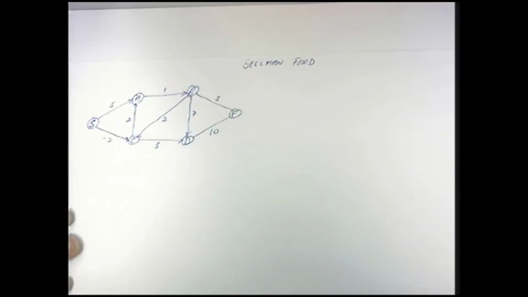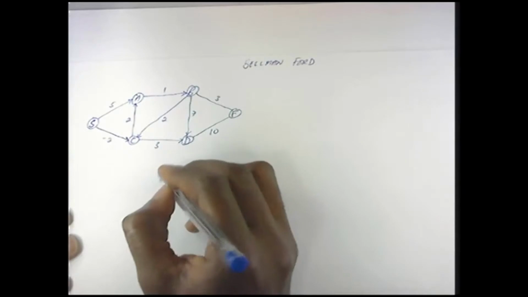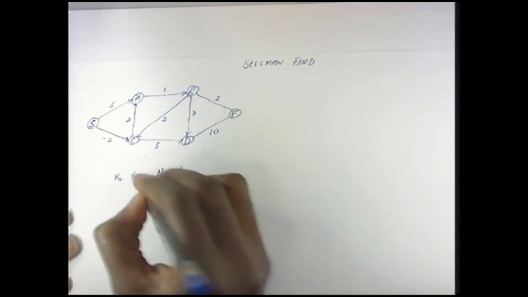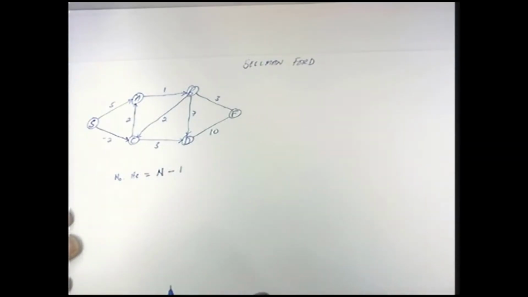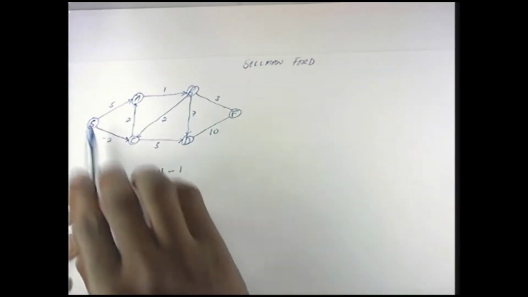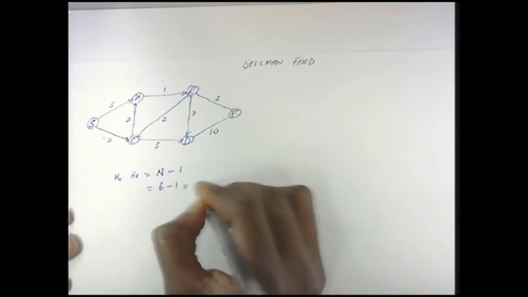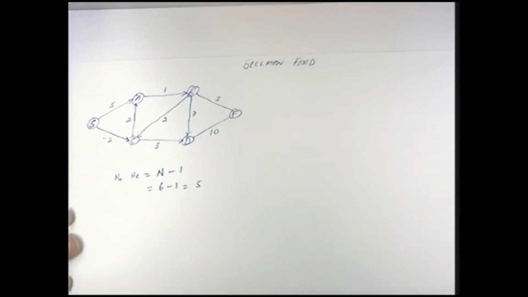How do we know the number of iterations to do? Now, this is given by n minus 1, where n is the number of nodes in the network. So currently I have 1, 2, 3, 4, 5, 6 nodes. So it means that I have 6 minus 1, which gives us 5. It means I'm supposed to perform 5 iterations before I get to the end of the Bellman-Ford algorithm. Now let's take a look at how to go about it.